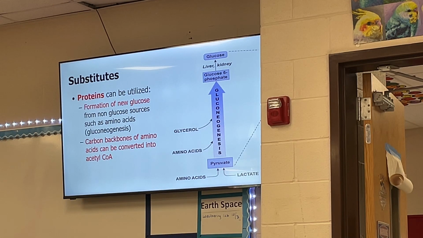Formation of new glucose. The carbon backbone, because they do have that carbon in the center of the protein, the amino acids can be converted into acetyl-CoA, so they will get put into that step, often bypassing the glycolysis process and going right into acetyl-CoA, and then they will get put into the citric acid cycle, and from there go into the electron transport chain.